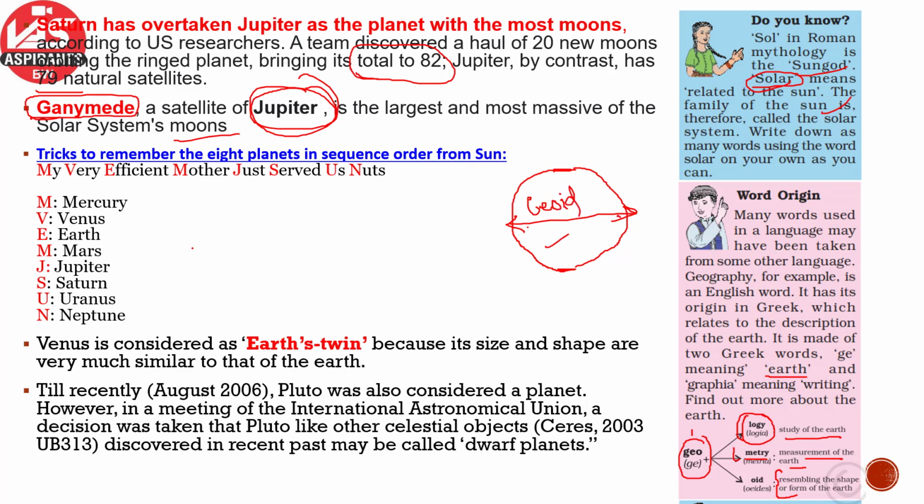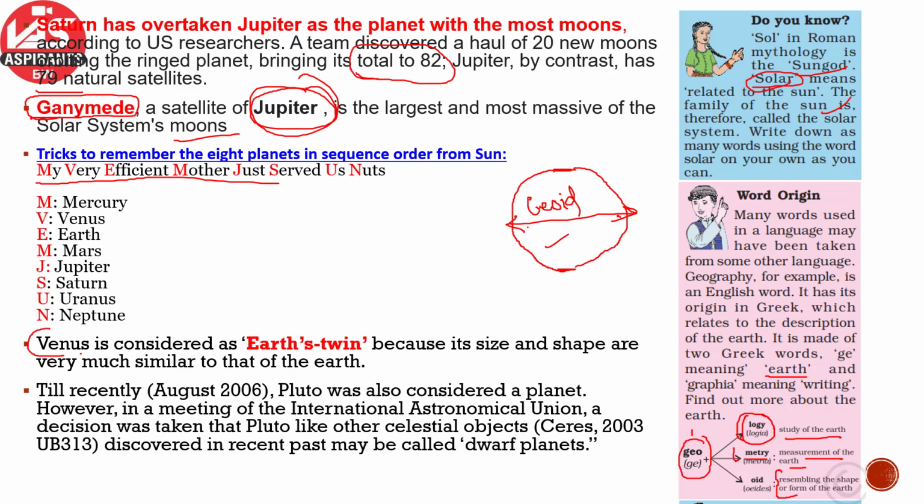Now there is a trick to remember the 8 planets in sequence. If you do not know that, it's given in the NCERT itself. My Very Efficient Mother Just Served Us Nuts. So M for Mercury, V for Venus, E for Earth, Mars, Jupiter, Saturn, Uranus, and Neptune.